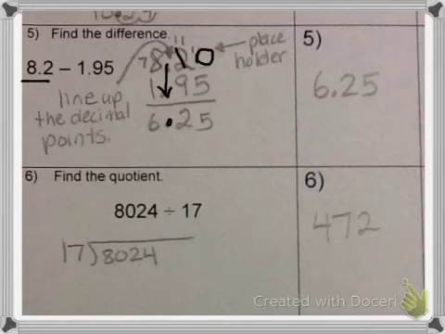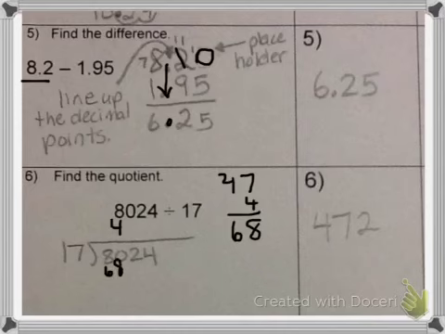Number 6. We want to find the quotient for 8,024 divided by 17. Well, 17 can go into 80 probably 4 times. I'm going to multiply that on the side, and that's 68. So we're going to put 68 here. When we subtract, we get a difference of 12. I'm going to bring the 2 down.